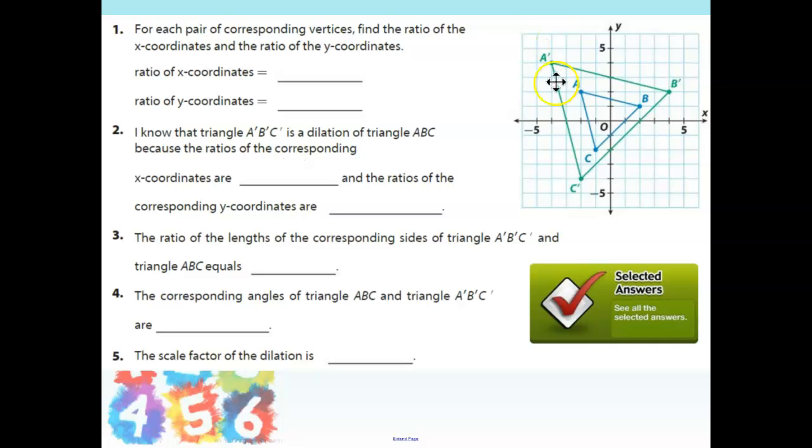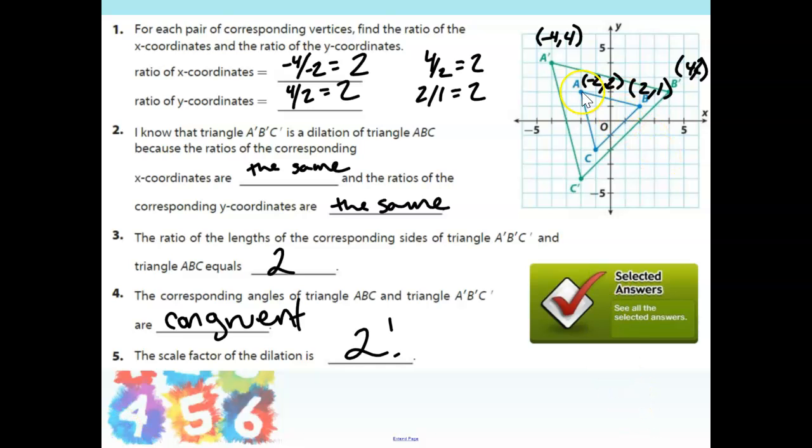Okay, this walks you through it. Just on your scratch paper, write 1, 2, 3, 4, 5 and fill in the blanks as you go, and it'll walk you through finding the scale factor. So hit pause, and then hit play again when you're ready to check.